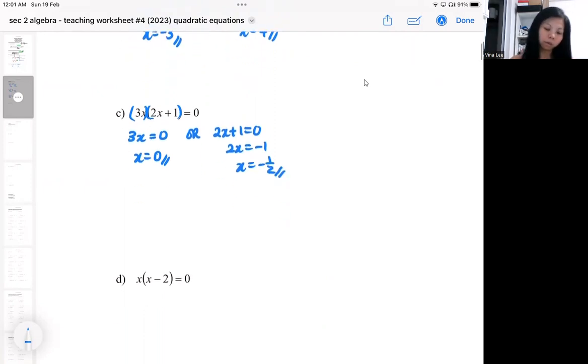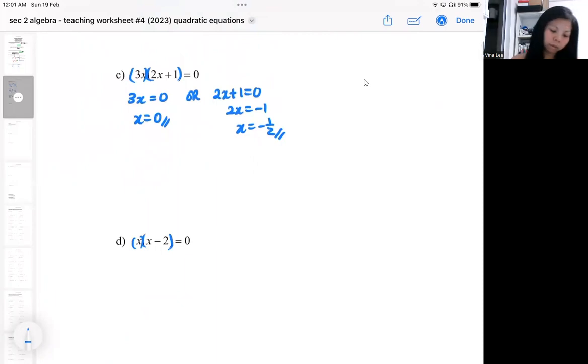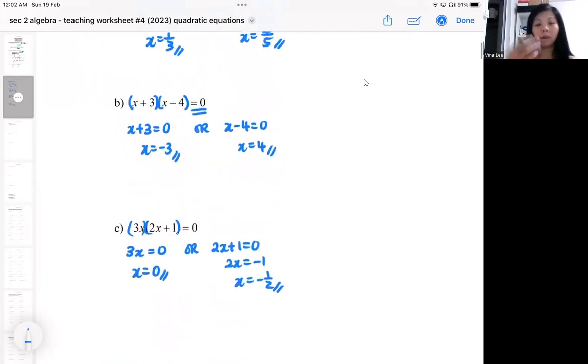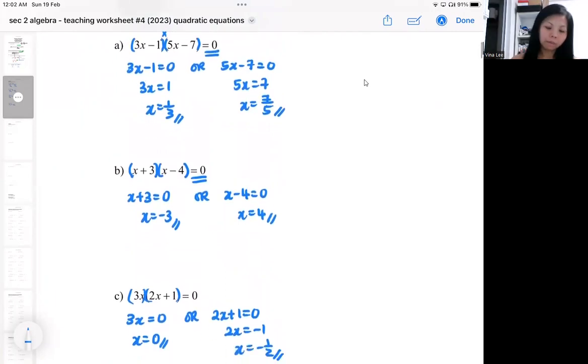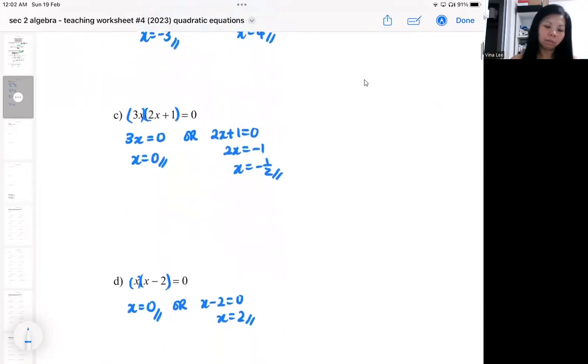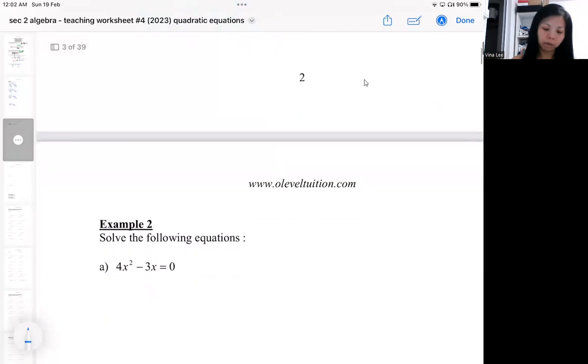The next one is also a product that is already a 0. So it can be the first bracket equal to 0 or the second bracket equal to 0. So if you are getting a product equal to 0, it's very direct. So we are making use of the logic bracket times bracket equal to 0 to solve for a quadratic equation.